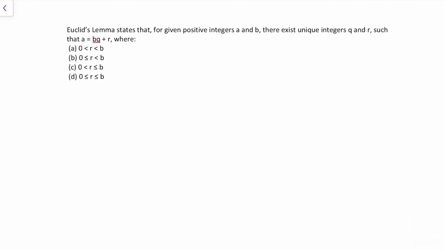Next, Euclid's lemma states that for given positive integers a and b, there exist unique integers q and r such that a equals bq plus r. In this question he is asking for the condition, and that condition is 0 less than or equal to r, which is less than b. So option B is the correct option. This is a direct statement with the condition.